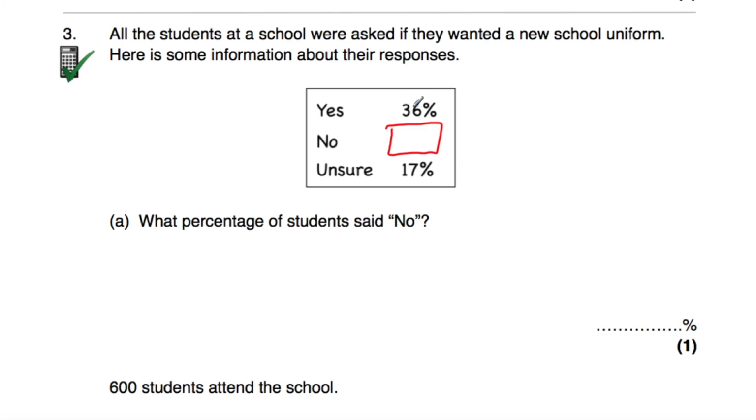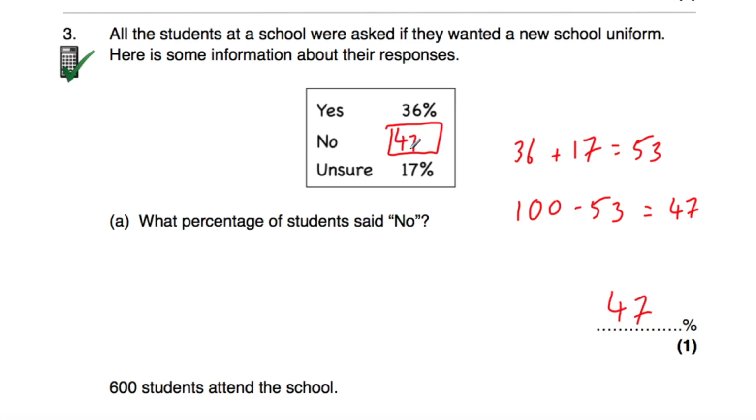So let's add together 36% and 17%. It's a calculator question, so we can just do 36 plus 17, and that's equal to 53%. And then if we do 100 take away 53, what's left would be what percentage of the students said no. So 100 take away 53 is equal to 47. So that means that 47% of the students said no, and that's it. And we can check it if we add together these percentages. Do we get 100? 36 plus 47 plus 17 is equal to 100. So that's correct.